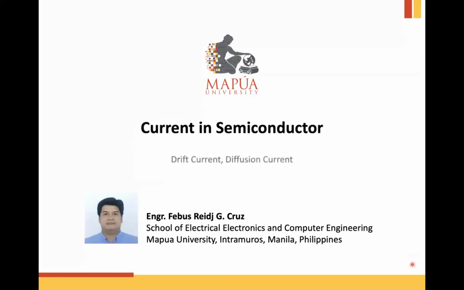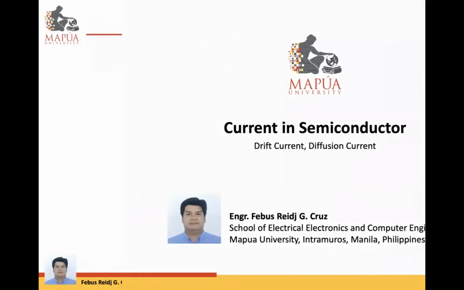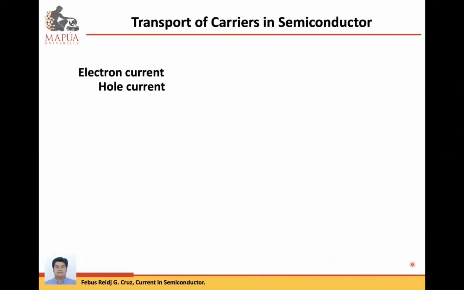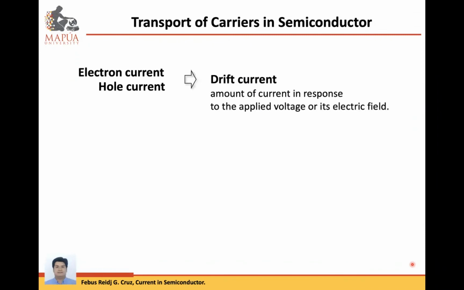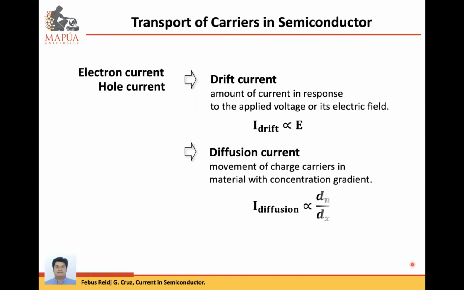All right, so let's continue with the current in semiconductors. This pertains to the drift current and diffusion current. So, transport of carriers in semiconductors: we have the electron current and hole current. They can be transported using drift current, which is the current in response to applied voltage or electric field. Or they can be transported using diffusion current. This is the movement of charge carriers attributed to the concentration gradient.